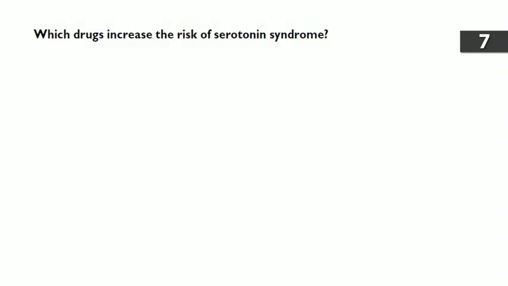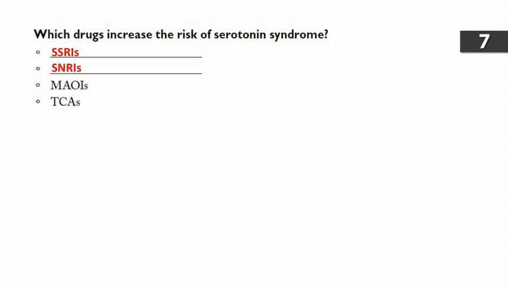The next question says, which drugs increase the risk of serotonin syndrome? So basically anything that can increase the level of serotonin, either used alone or in combination, could lead to serotonin syndrome. So this would include most of the antidepressants, including SSRIs, SNRIs, MAOIs, TCAs, St. John's wort, which is an herbal supplement that lots of people take over the counter for depression because it raises serotonin and norepinephrine and dopamine levels. And people also take the amino acid tryptophan to treat depression because it's a precursor for serotonin.